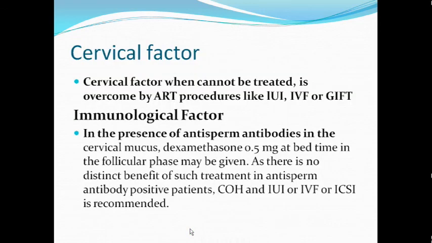Cervical factor, if you find cervical factor that cannot be treated, is overcome by different assisted reproductive techniques like IUI, IVF and GIFT. Immunological factor, if you find, you can use dexamethasone 0.5 mg at bedtime in the follicular phase. As there is no distinct benefit of such treatment, for anti-sperm antibody patients COH, IUI, IVF, ICSI can be recommended.